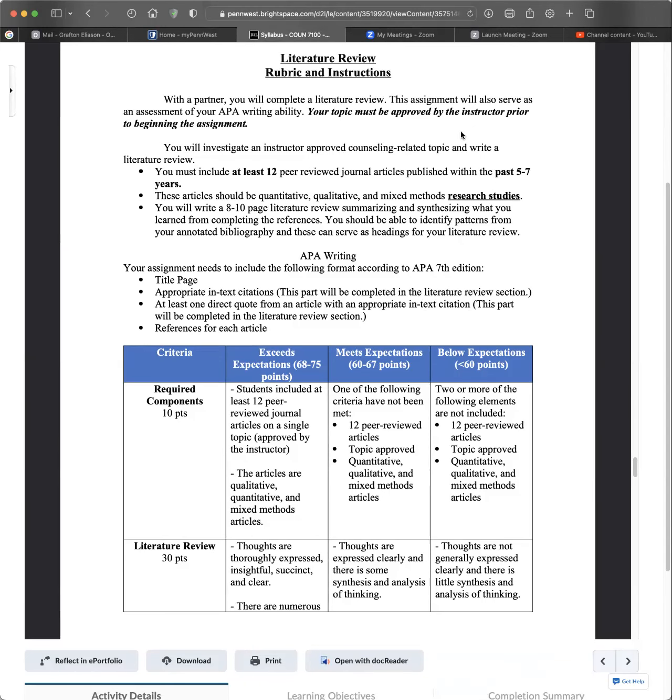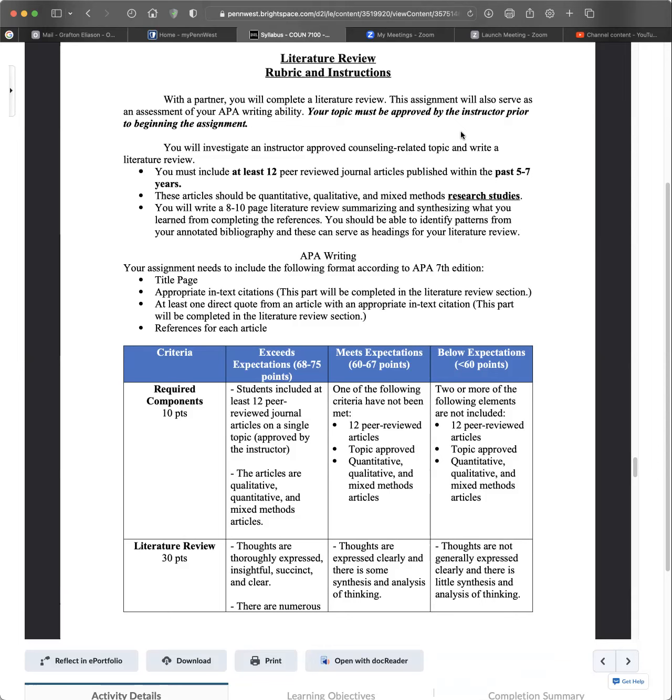With a partner or by yourself, you'll complete a literature review. Now, remember, a literature review is part of your final paper, but it's the largest part. It's the longest part. So once you get past this, I would say 2/3 of your paper will be completed. This assignment will also serve as an assessment of your APA writing ability. Your topic must be approved by the instructor prior to the beginning of the assignment, and we all have your topics and we discuss them in class.